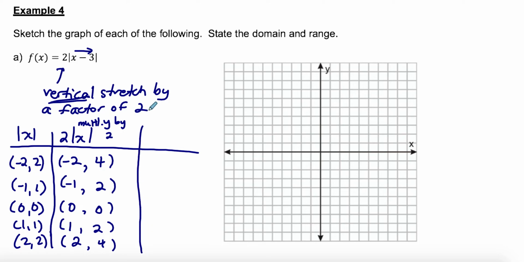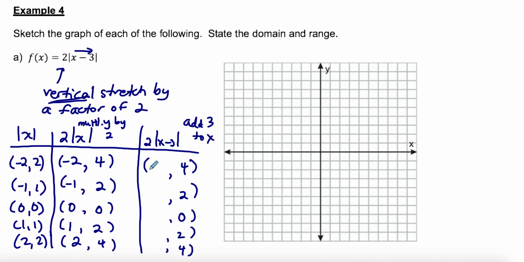Then I want to think about this final movement. If I'm moving my x to the right, I'm going to have to add 3 to x. So my y's are going to stay the same, but I'm going to have to add 3 to each x value. So I get 1, 2, I'm adding 3, 4, and 5. So now we have our new set of ordered pairs for our function.